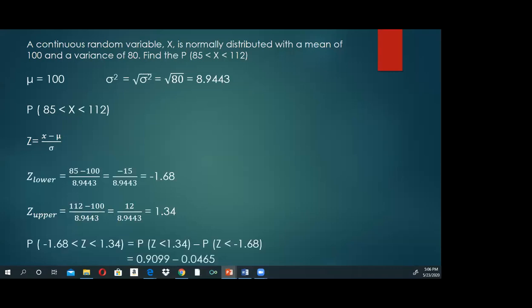So these are the values that we got for the probability when z is less than 1.34 is equal to 0.9099 minus 0.0465, which is the probability when z is less than negative 1.68.